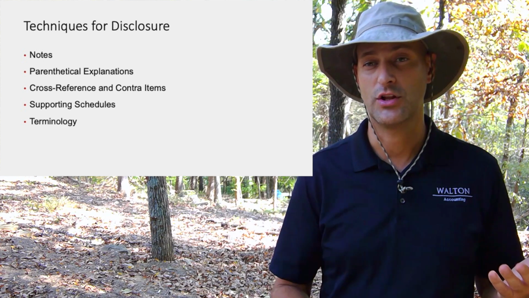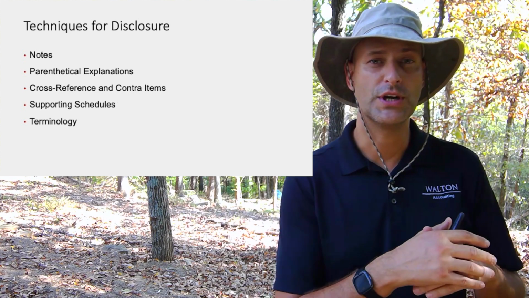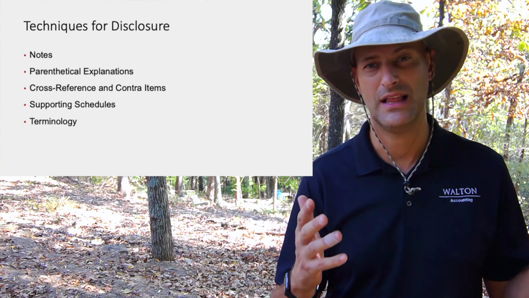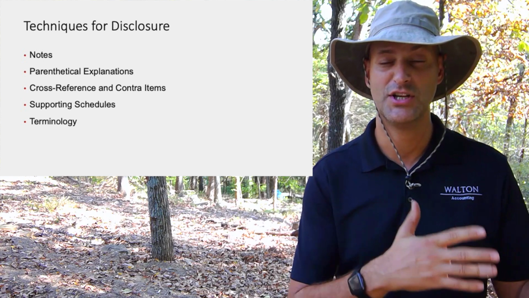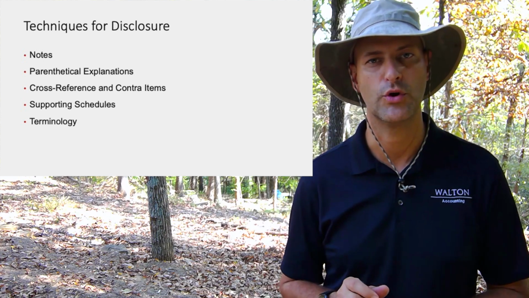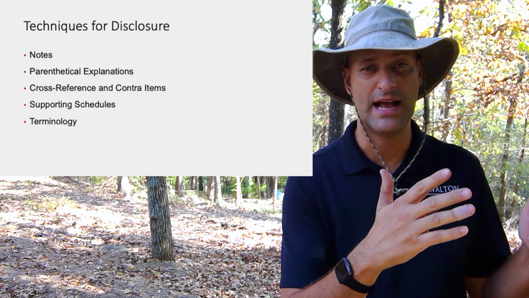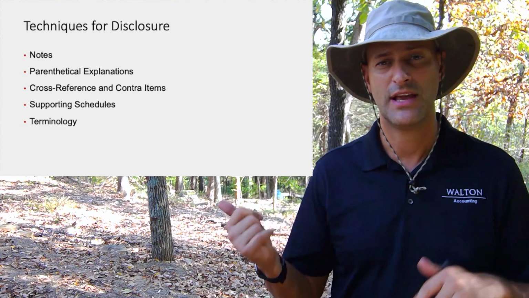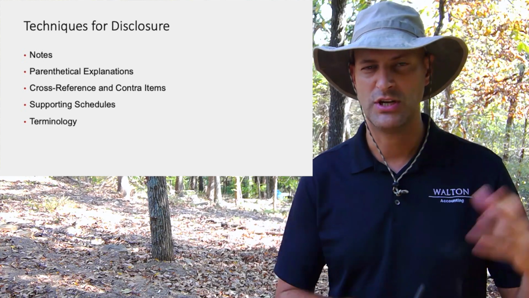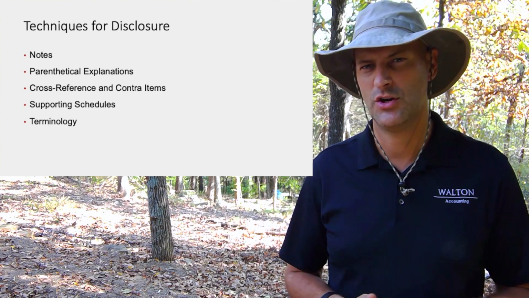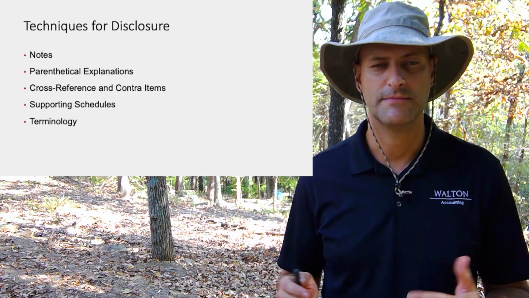We can have parenthetical explanations. For instance, it's not uncommon to see parentheses around accounts receivable that say something like net of allowance for doubtful accounts of X dollars. That's a parenthetical explanation. It helps get you to the net accounts receivable reported on the face of the financial statements. We can also cross-reference items, so we could say other assets, see note 15, which tells you more about what the other assets are. That way we aren't cluttering up the balance sheet with a bunch of other assets that aren't generally material. Most people don't care about them, but if they do want to see them, they can go into the notes.